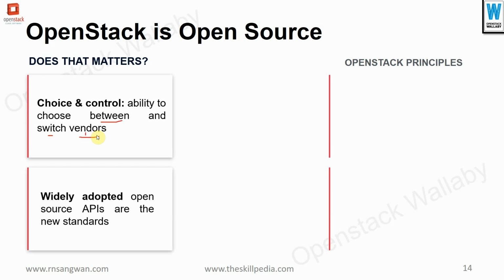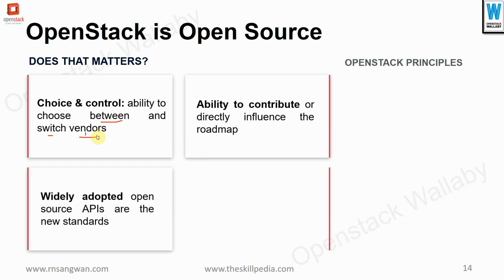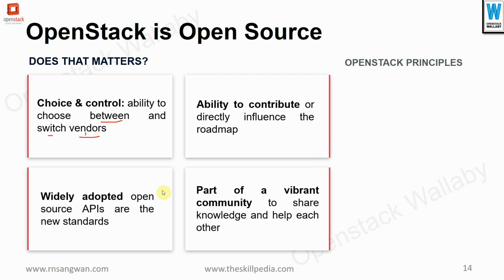Widely adopted open source APIs are the new standards. Ability to control or directly influence the roadmap. Because it is open source, you can become a contributor and you can start writing and developing OpenStack services or contributing to them. It's a part of a vibrant community to share knowledge and help each other. So these are good reasons that open source matters.